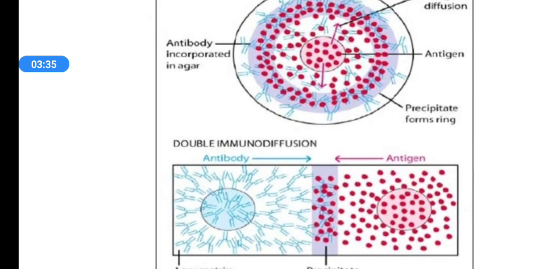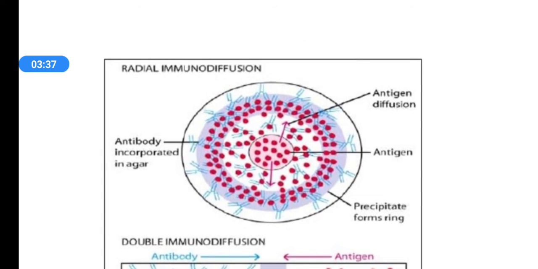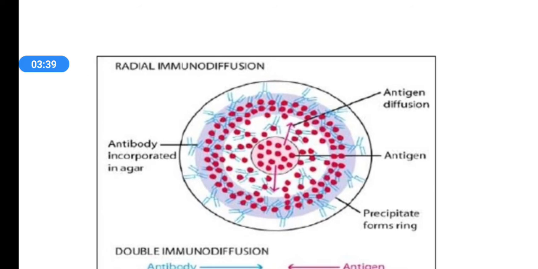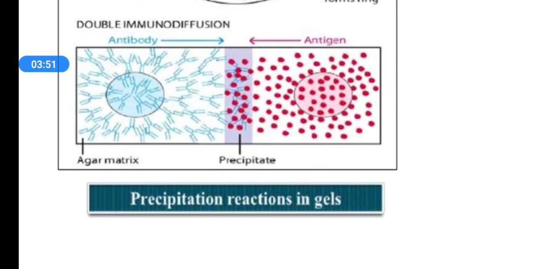This is the diagram of the Mancini technique. We can see the zone of equivalence. There is a round ring where the antigen antibody complex has been precipitated. This is the figure of double immunodiffusion. Here we can see the antigen and antibody migrate from both sides, and in the middle of the plate they will form this zone of equivalence.